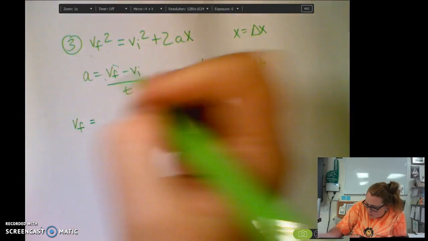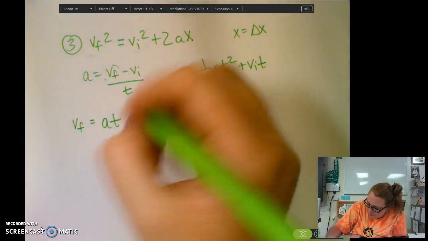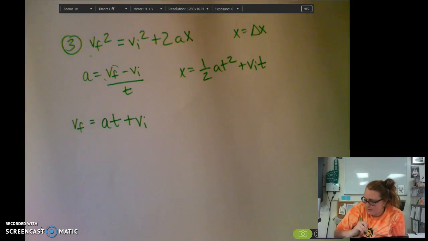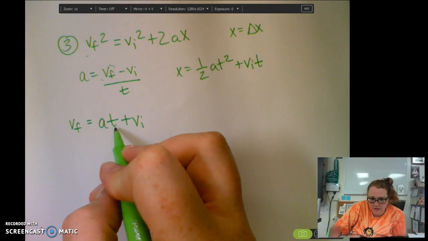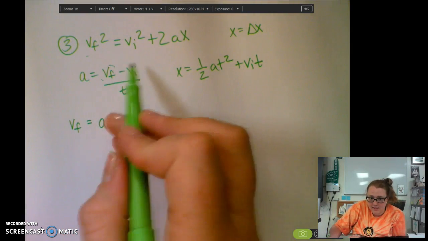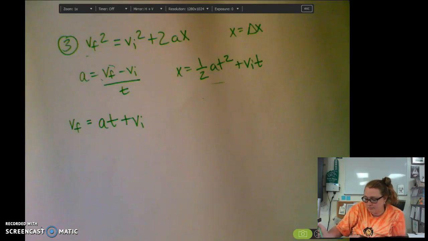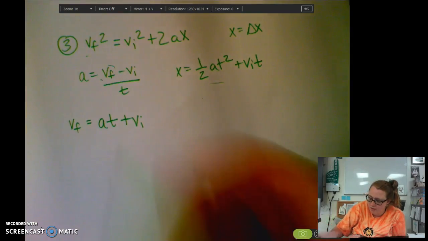vf equals at plus vi. Now I already see I have a t here. That's not going to be good when I go to square that because I can't have a t in my destination. So I'm probably going to have to do some substitution here. Not fun. So let's see what we get.